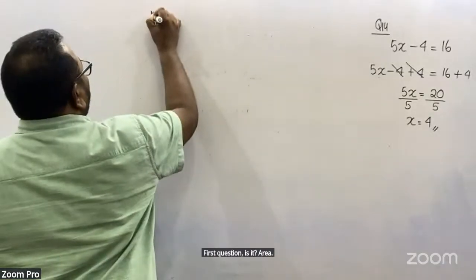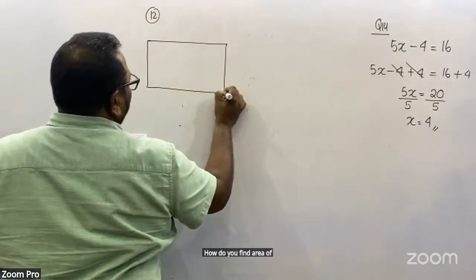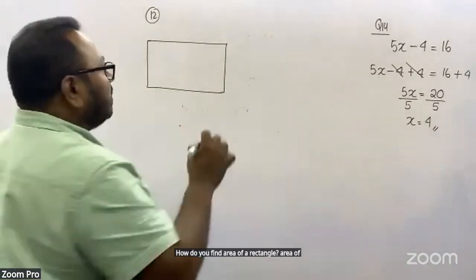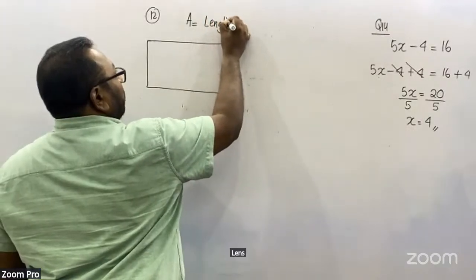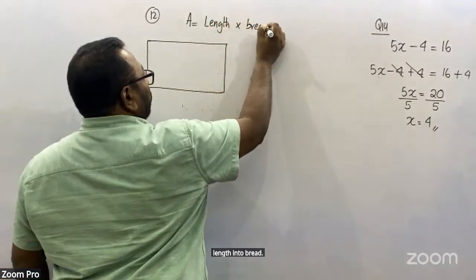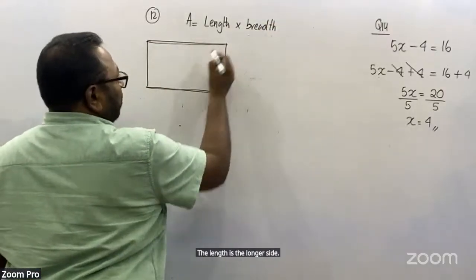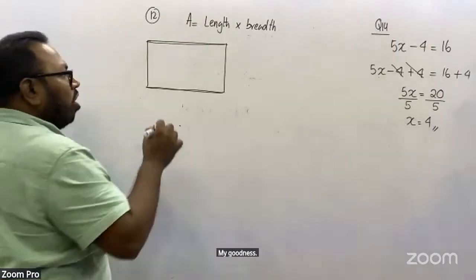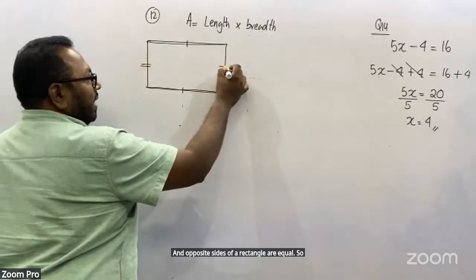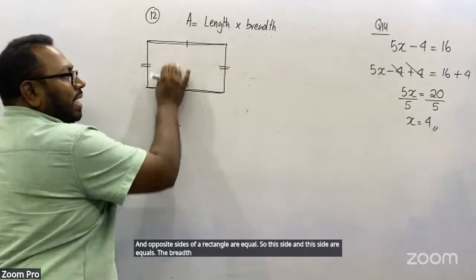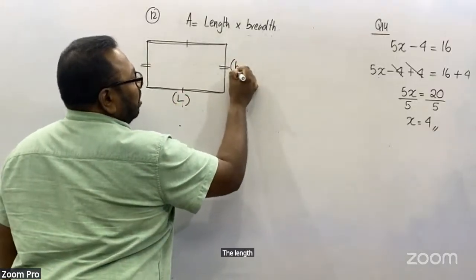Area question, 12th question. So you have a rectangle. How do you find the area of a rectangle? Area is equal to length into breadth. So in a rectangle, the length is the longer side. Opposite sides of a rectangle are equal. So this side and this side are equal. So we call this the length. This we call the breadth.